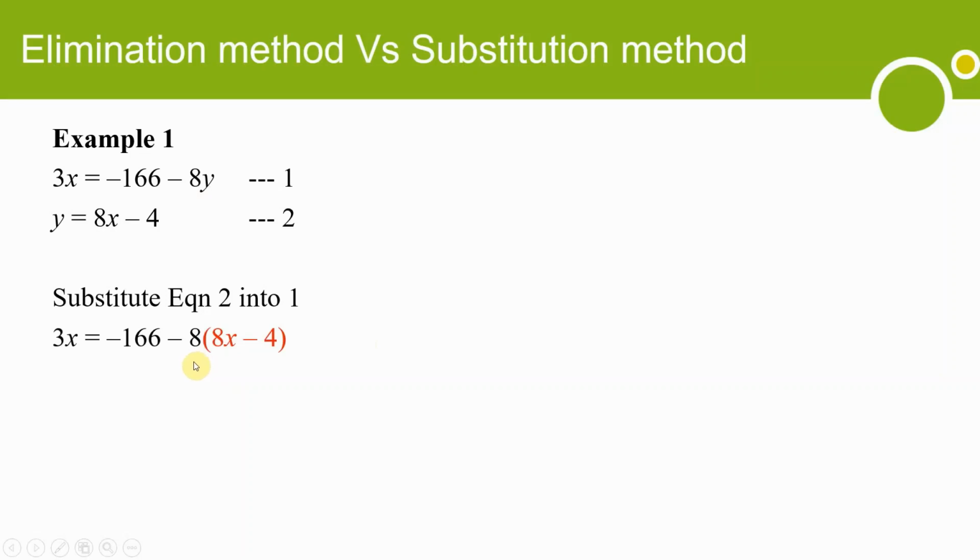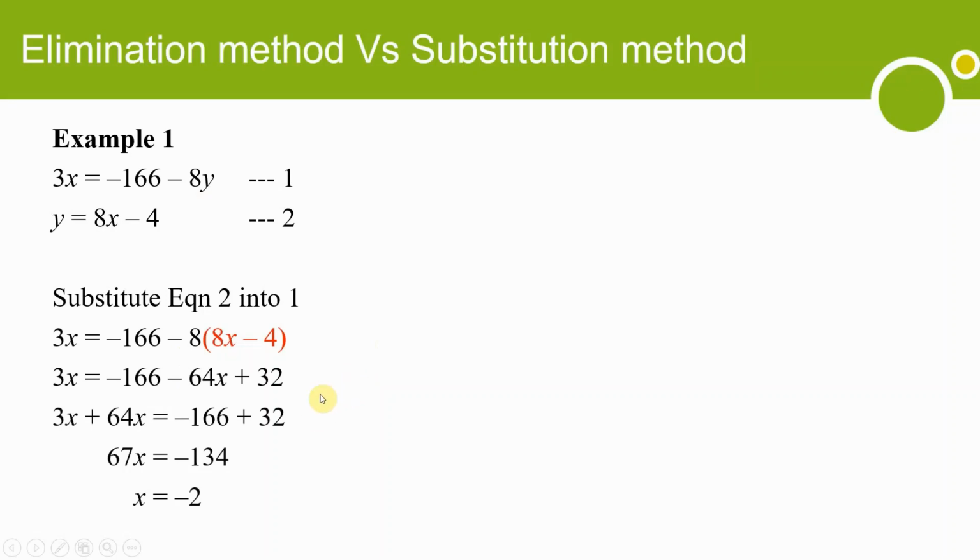And now, we need to be very careful in expanding this bracket. Make sure the multiplication of negative numbers is done properly. And then the rest is just simplifying, and we'll get x equals negative 2. And then, let's not forget about finding y. So using equation 2, we substitute x equals negative 2, we'll get y equals negative 20. And that is when we use the substitution method.